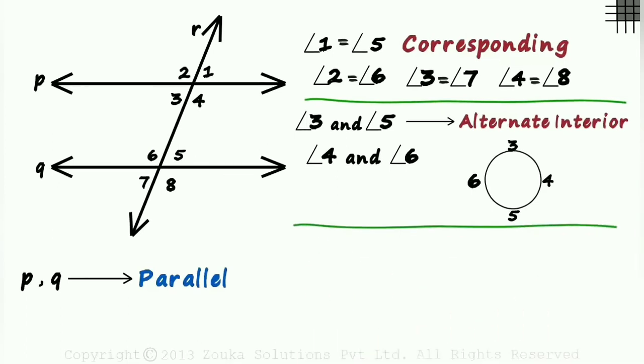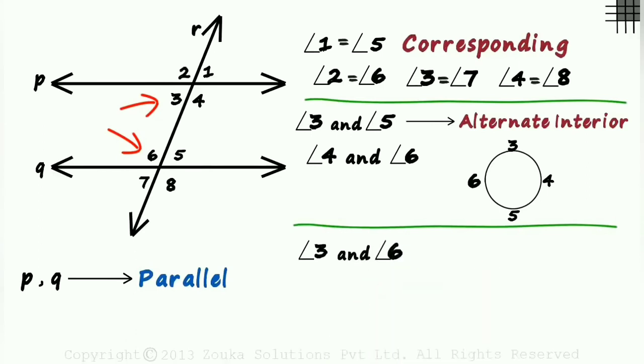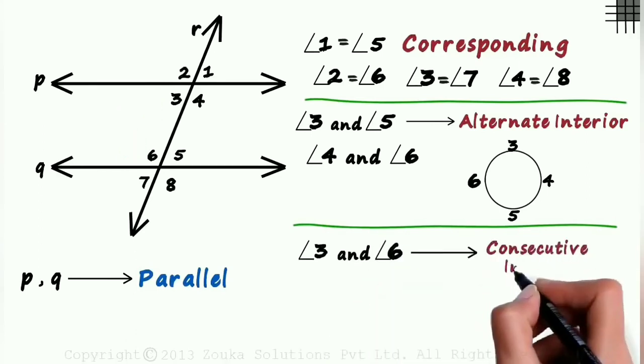The second type is a pair in which the angles are next to each other on the same side of the transversal, like angle 3 and angle 6. They are called consecutive interior angles.